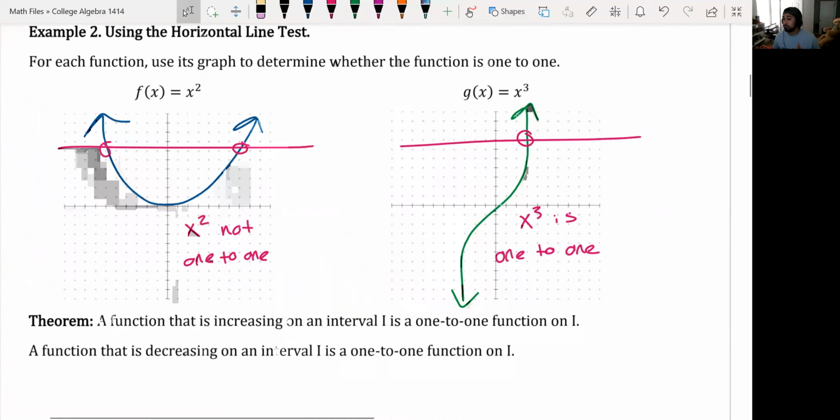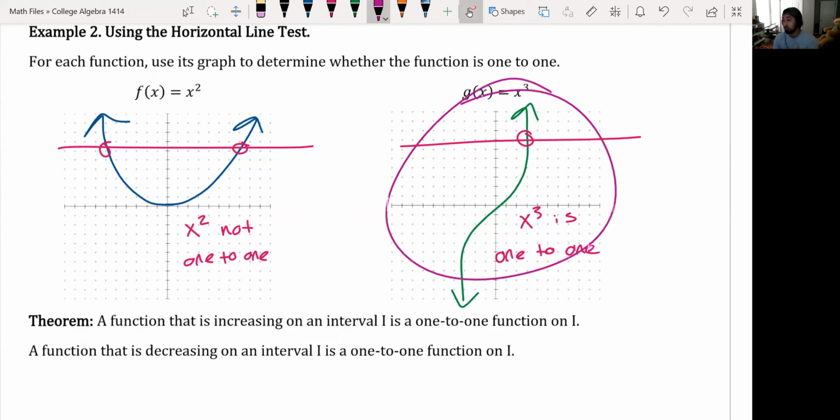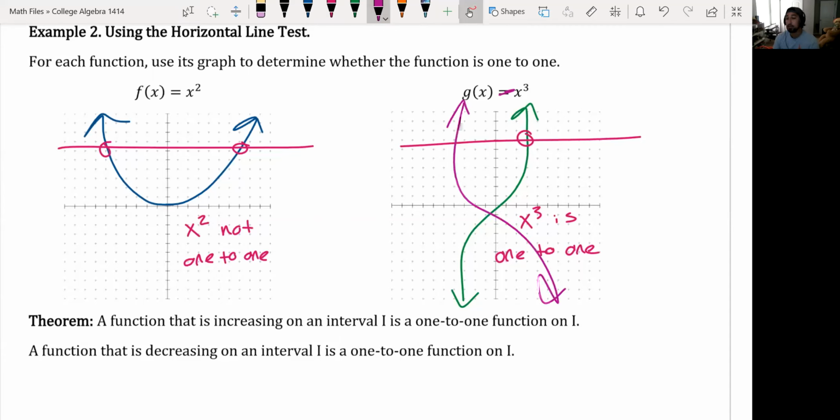Okay. And a little theorem down here. A function that is increasing on an interval I is a one-to-one function on that interval. So we see that if you look at the graph of x cubed from left to right, x cubed is an all-increasing function. Therefore, it's one-to-one. The same can be said for an all-decreasing function. If that was negative x cubed, then it would look like this. And no matter if you drew a horizontal line through it, you would only intersect it once.